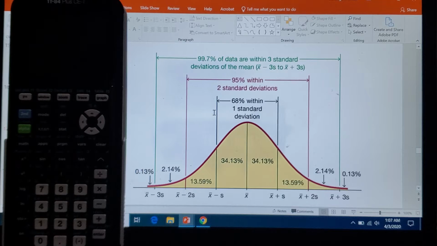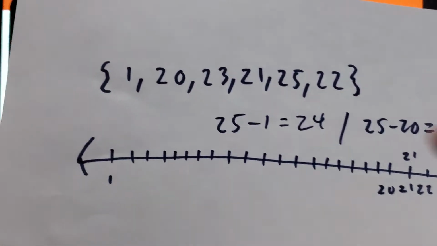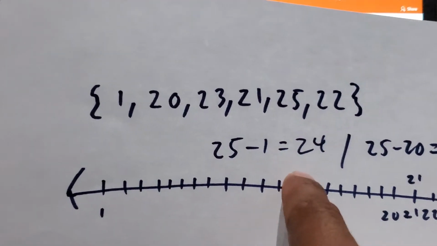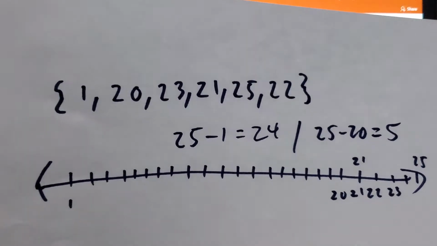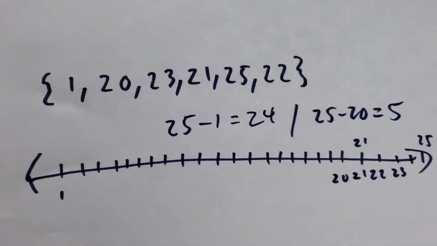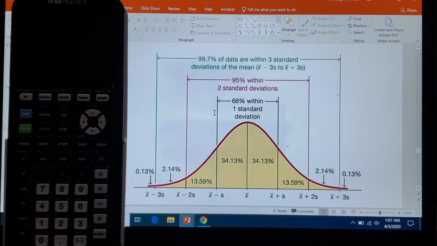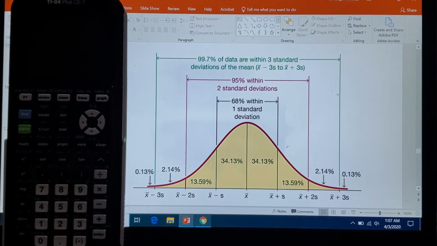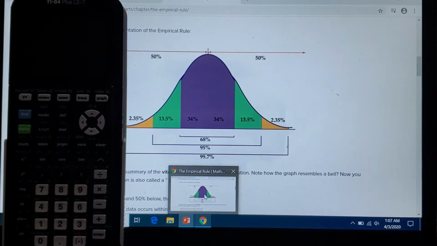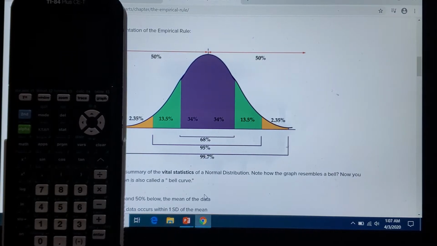The range doesn't really give you a good idea, if you use it for this data set, of where the majority of your data values should be. The standard deviation will take every data value into account. So we'll see that right now. But let me show you this other empirical rule. I mean, it's not another empirical rule, it's the same thing.